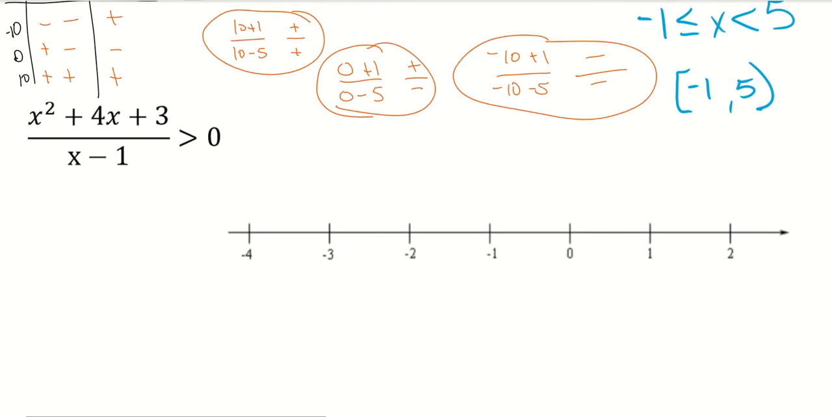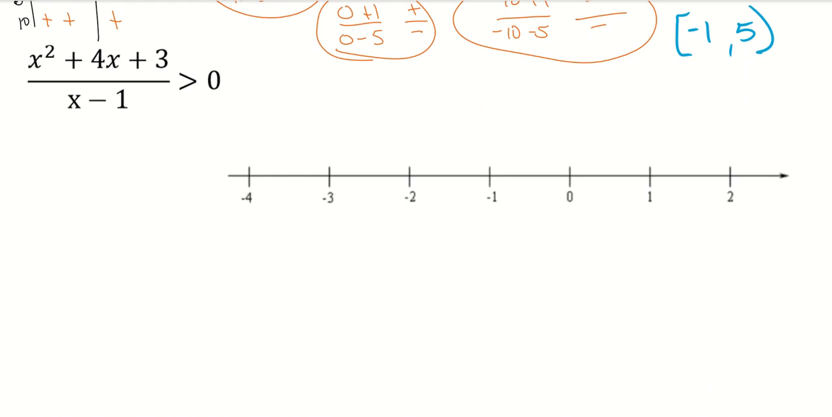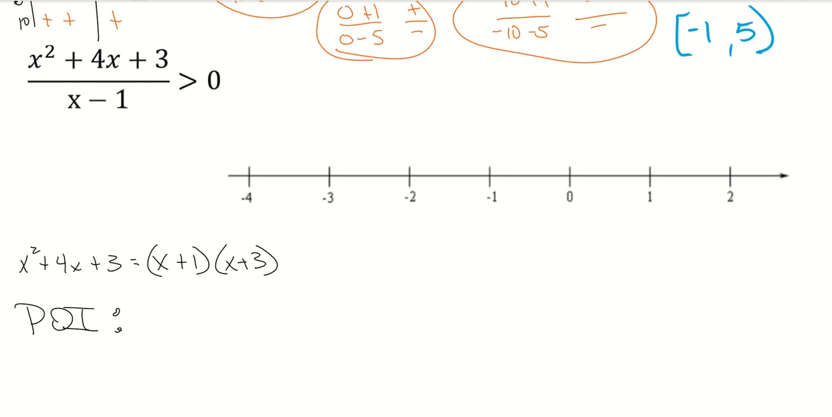Looking at our last example here, it's a similar type process. We do have to factor our numerator. To factor the numerator, x squared plus 4x plus 3, that one becomes x plus 1 times x plus 3. So my points of interest for this one, the POI, are going to be at negative 1, negative 3, and positive 1 because of my numerator here of x minus 1.